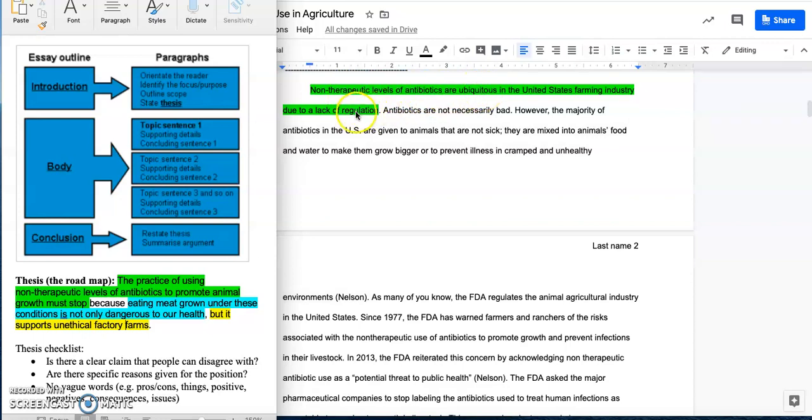So the thesis gives you the overarching idea of where it's going. The topic sentence tells you specifically what's going to happen in that section. So in this section, you would expect to see this ubiquitous use of antibiotics and connecting it back to regulations. If they don't do one of those two things, it's incomplete. So again, a topic sentence, just like the thesis, keeps you focused. If you can clearly figure out what you want to get in that section, that's all you need.